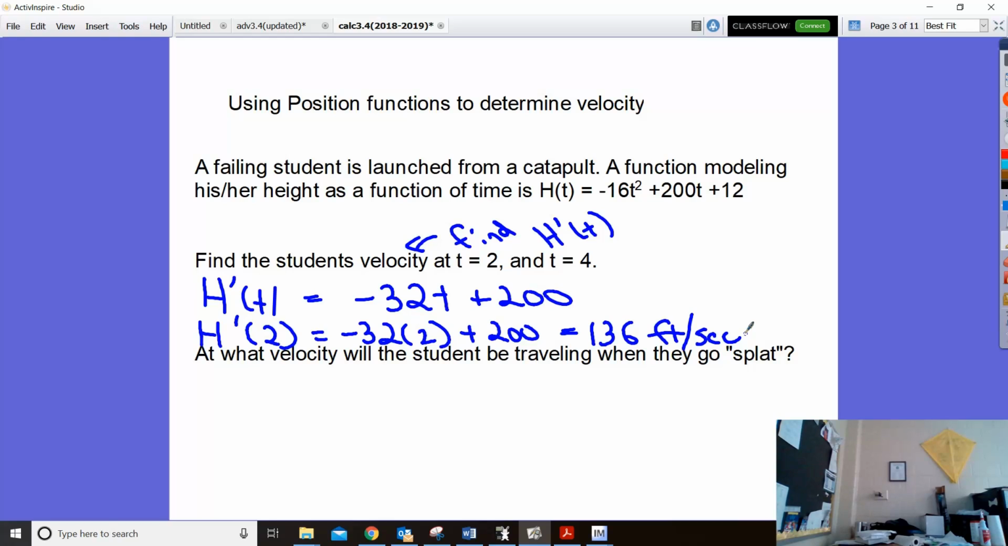What's going to happen at 4 seconds? Is it going to be moving faster or slower? It's going to be moving slower. There's a good reason for that. What, negative 128 and 200, so 72.